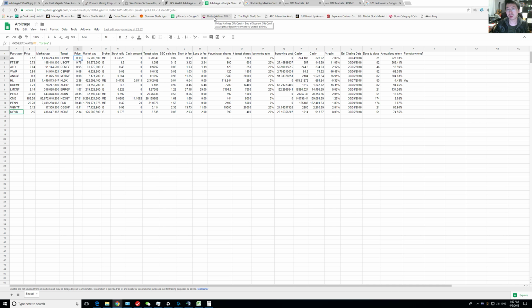And then you can essentially hand back the shorts. So you would buy, let's say, 30 shares of PPPMF, and you will short 1 share of AG. And by the time the transaction closes, because of your 30 shares of PPPMF, you get 1 share of AG, and you hand back the AG share to cover your short, and you're done.